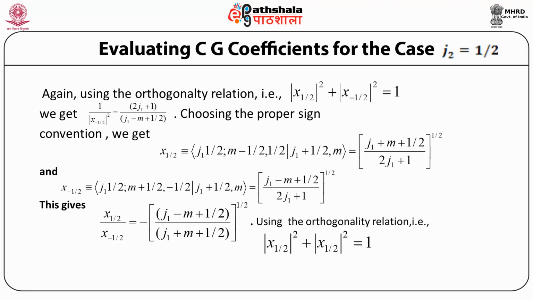Choosing the proper sign convention, we get x half, equal to j1 half colon m minus half comma half with a scalar product with a vector of j1 plus half comma m, which is equal to j1 plus m plus half by 2j1 plus 1 whole to the power half, and x minus half, which is equal to scalar product of the vectors j1 half semicolon m plus half comma minus half with j1 plus half comma m, that is equal to j1 minus m plus half by 2j1 plus 1 whole to the power half.